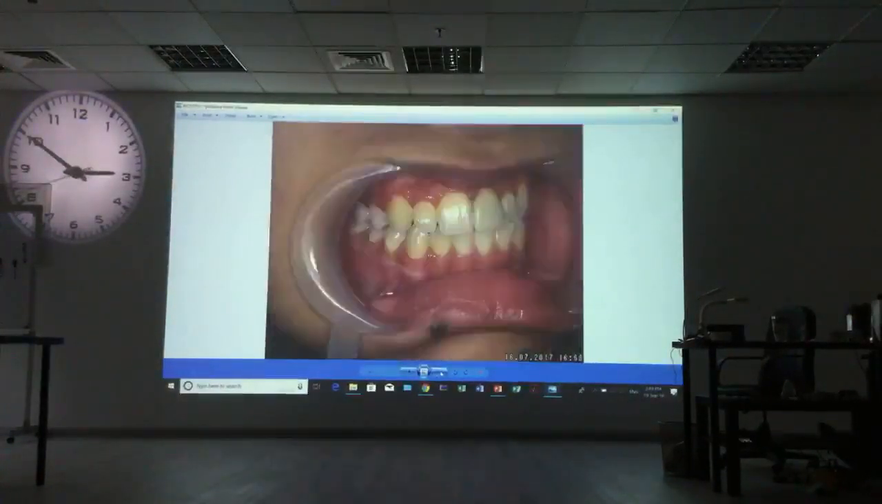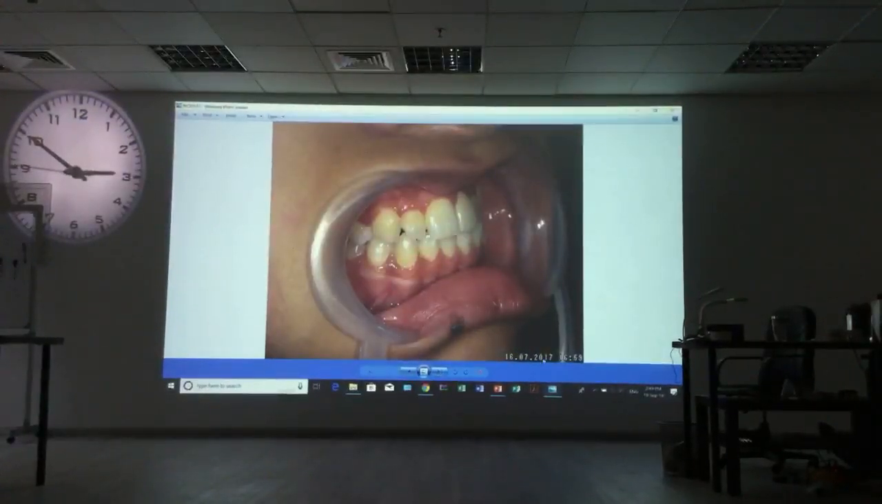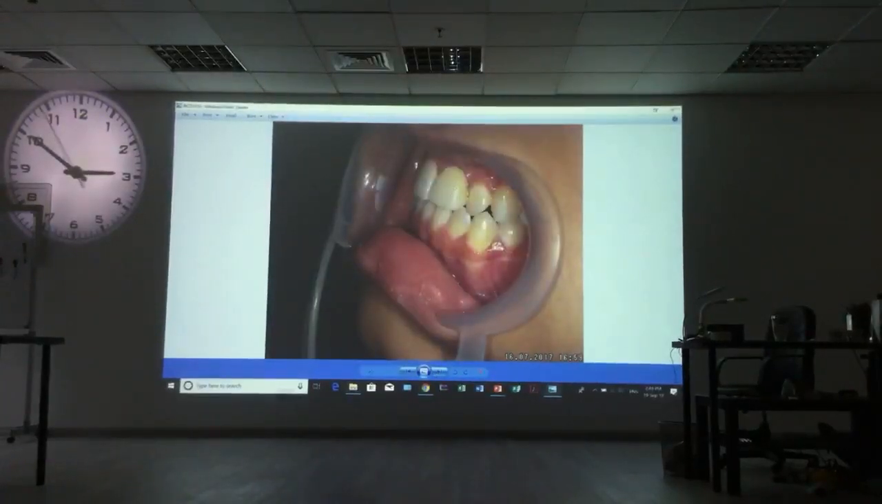So I think even though we crossed the limits, this is after 6 months. See, the gingiva has slightly gone higher. I think it's due to the bulkiness of the ceramic. If we remove this ceramic, I think it will grow a little lower.